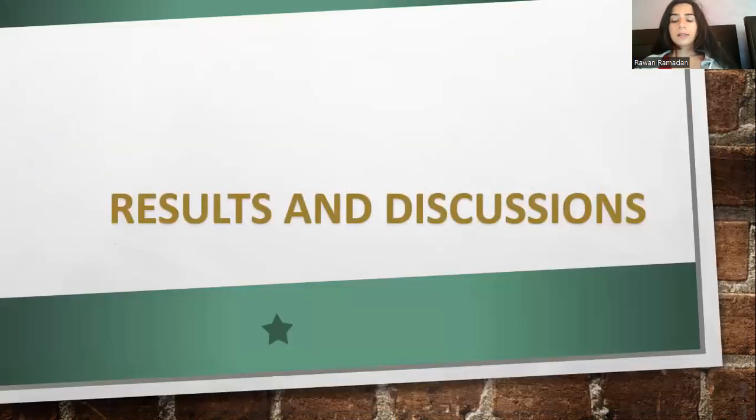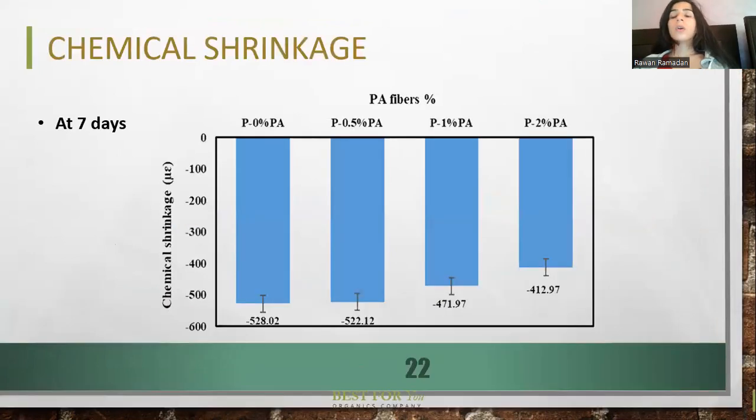Moving to results and discussions, all shrinkage parameter data are collected at 7 days. As shown in this plot, the chemical shrinkage decreases as PA fiber increases. This decrease is mainly due to the fact that PA fiber has chemical components which may delay the hydration process.